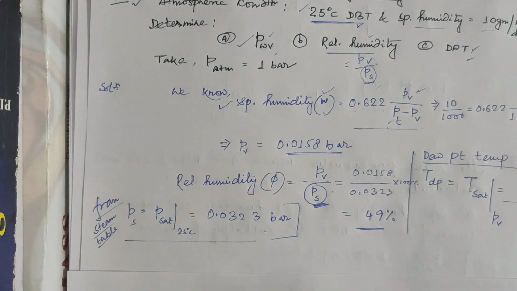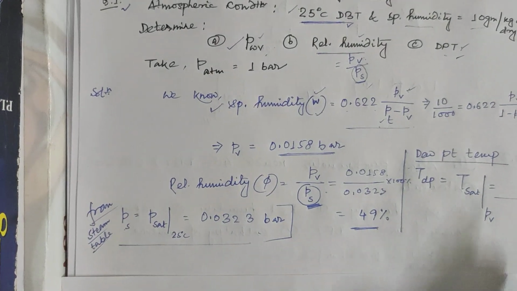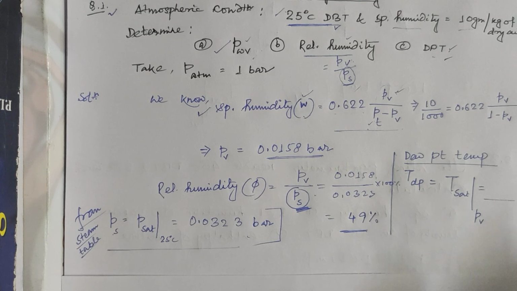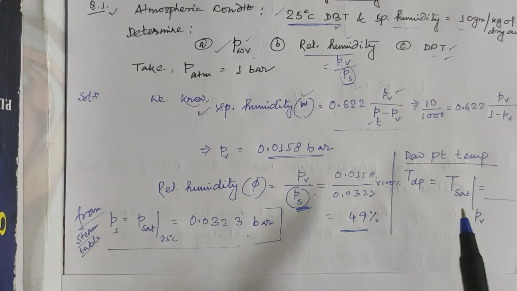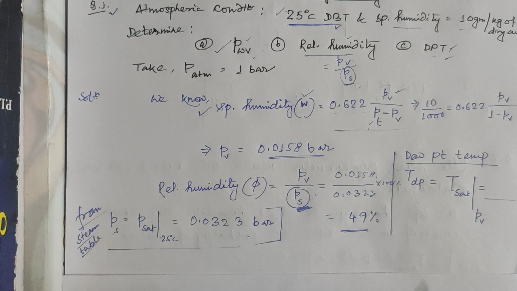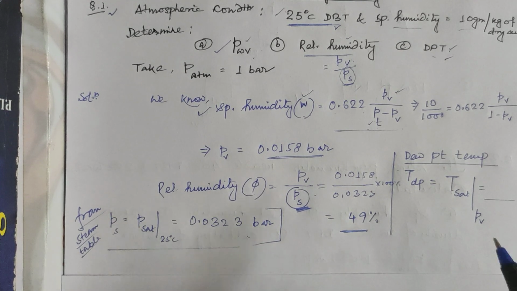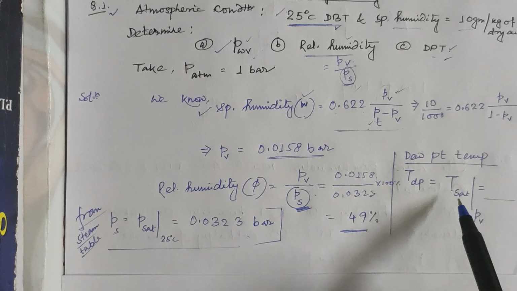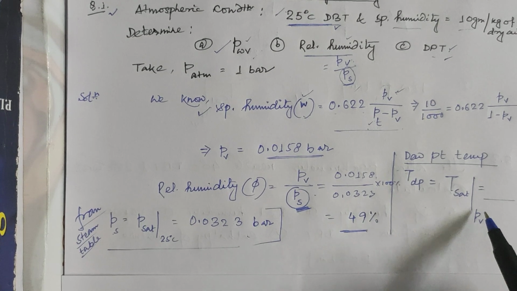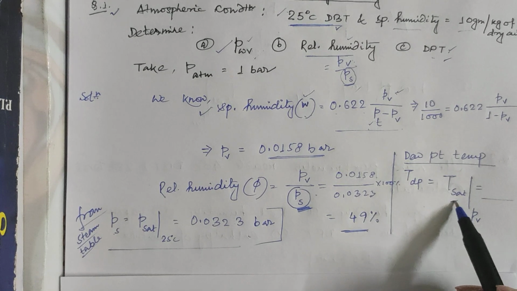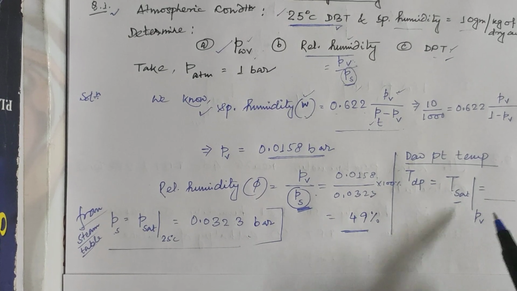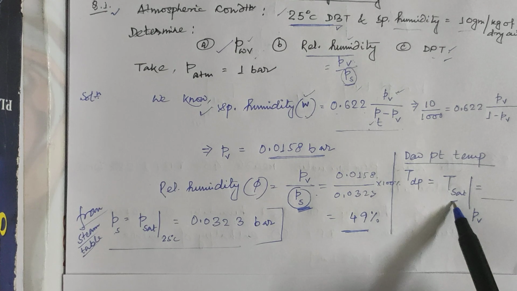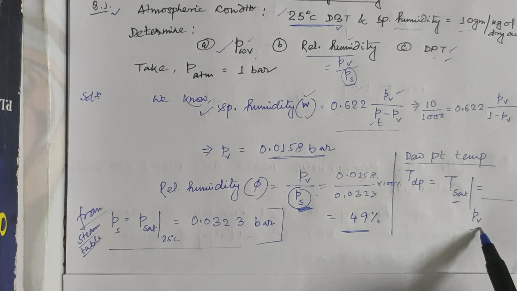Now for the third, you have to find the dew point temperature. From the definition of dew point temperature, you know that it is the temperature of the air at which the water vapor present in the air begins to condense. We can also say that from the steam table it will be the saturation temperature corresponding to the partial pressure of water vapor.